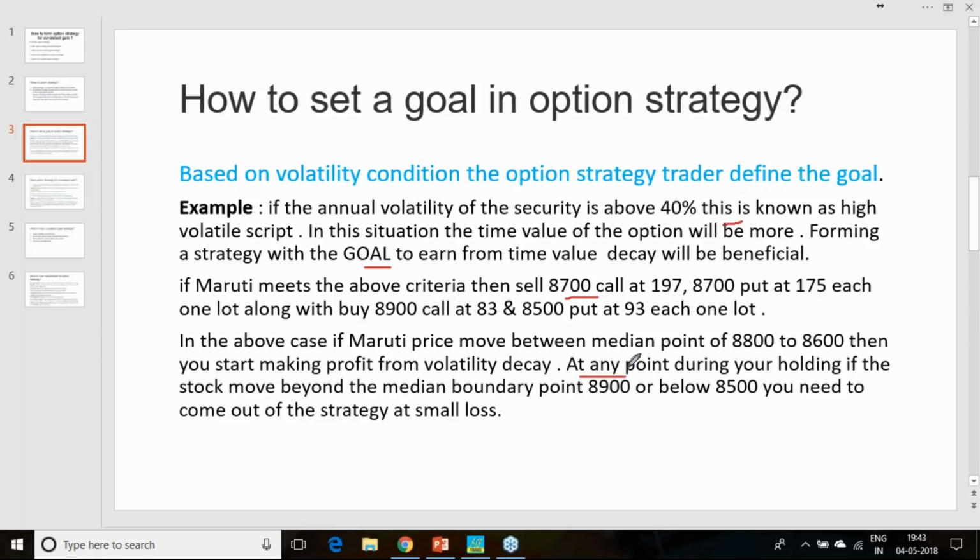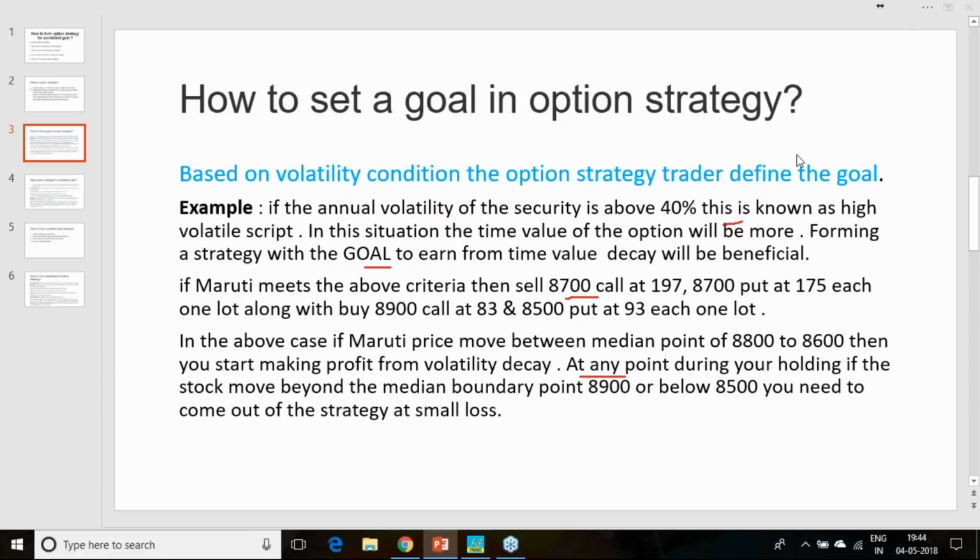So three things you got. You set a goal, you enter a trade. Before you enter a trade, you are fixing a term to exit the trade if the trade goes against you. So this is how you should set a goal in your option strategy. This part I have given.